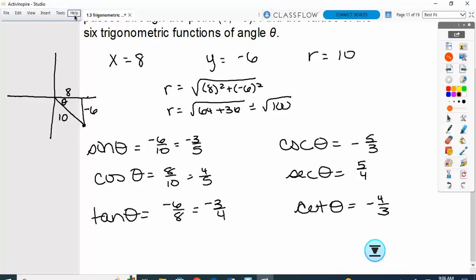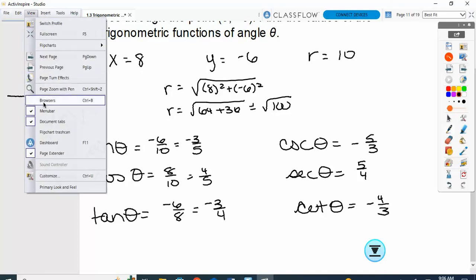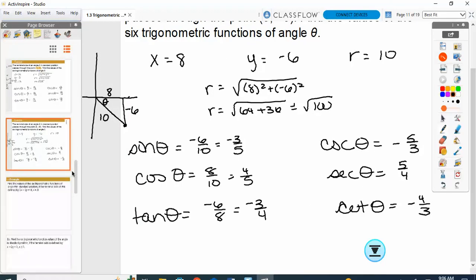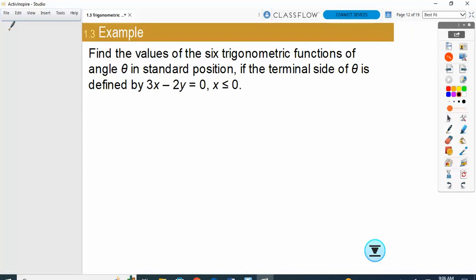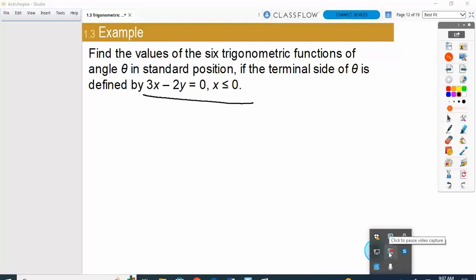Okay. Let's look at this example. So this one's a little bit different. I'm still asking for the values of the 6 trig functions, but I'm telling you not a point on the terminal side. I'm giving you an equation for the terminal side. I'll give you a second to jot that out.